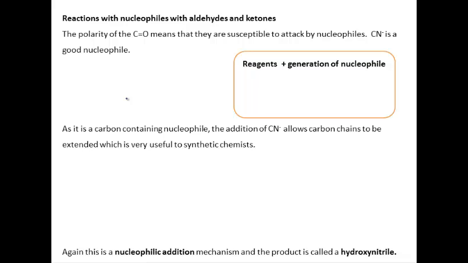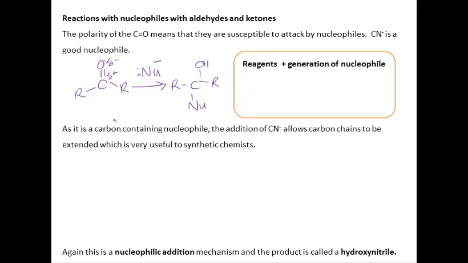So let's look at reactions of nucleophiles with aldehydes and ketones. We know that the polarity of the carbonyl group means that they are going to be susceptible to attack by nucleophiles. Let's look at that generic aldehyde or ketone. Okay, so a nucleophile is something that's electron rich. It's going to be attracted to our delta positive carbon in an addition type reaction.